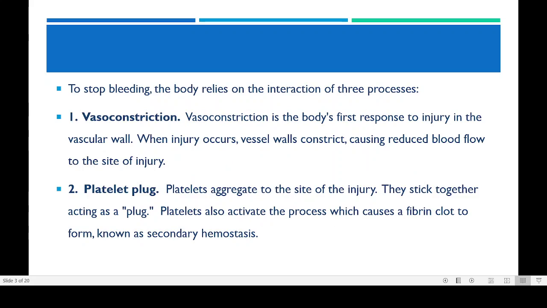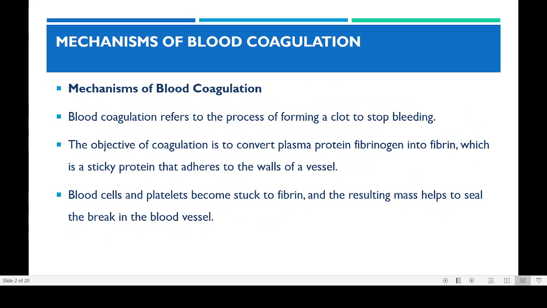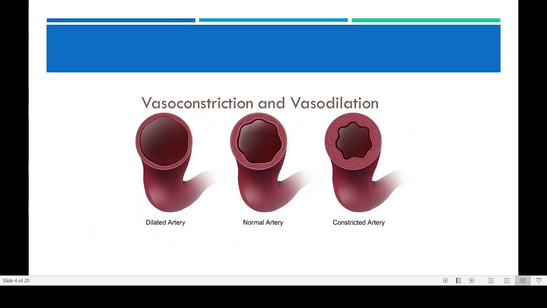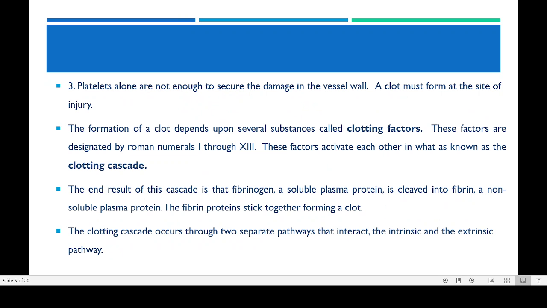Remember that in the case of blood clotting, there are three important mechanisms. One is vasoconstriction, second one is the platelet plug formation, and the third one is actually known by the name clotting. And clotting is actually taking place through a series of mechanisms, like clotting factors are involved, clotting cascade is involved, then three pathways are involved: intrinsic, extrinsic and a common pathway. So if you explain these things, the topic on the clotting will be over.